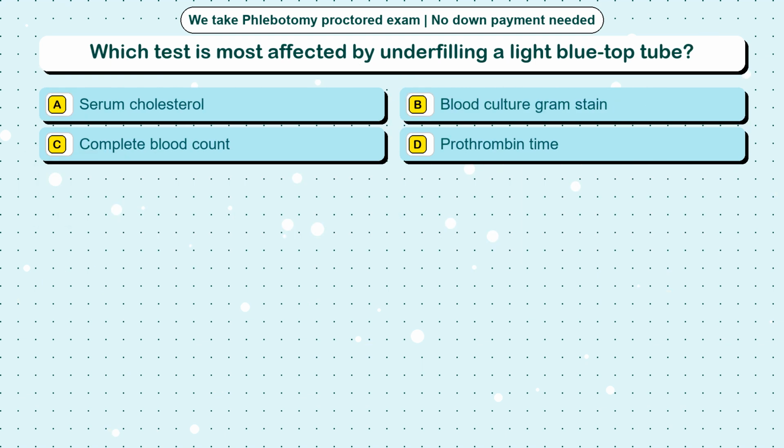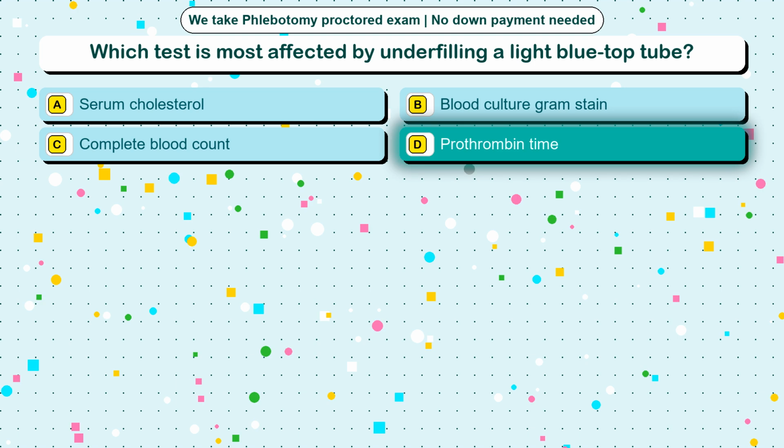Question 30. Which test is most affected by underfilling a light blue top tube? Option A, serum cholesterol. Option B, blood culture gram stain. Option C, complete blood count. Option D, prothrombin time. The correct answer is option D, prothrombin time.